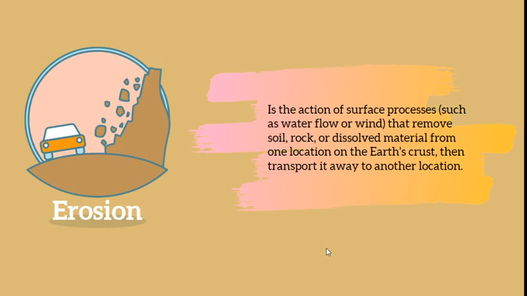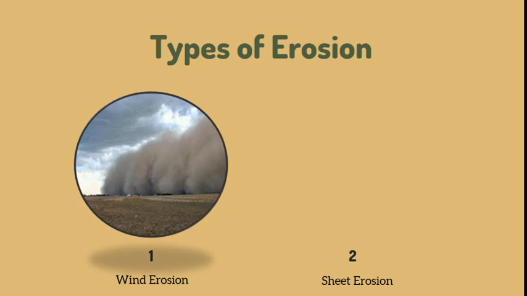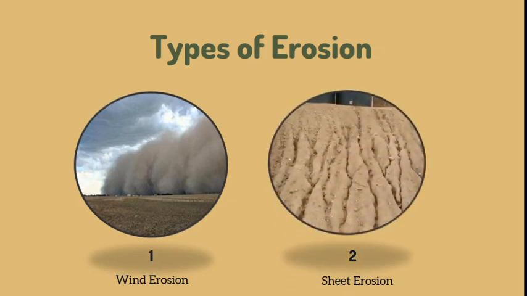Now, to have a better understanding of this, I'll show you examples, or types, of erosion. Number one, we have wind erosion. Second one is sheet erosion. When we say wind erosion, it is a natural process that moves soil from one location to another by wind power. So the main agent for this is wind power.